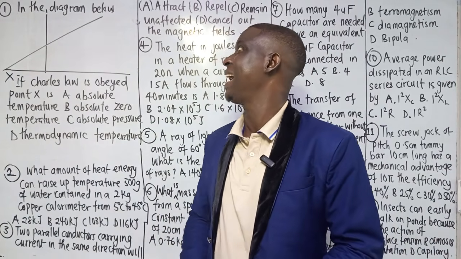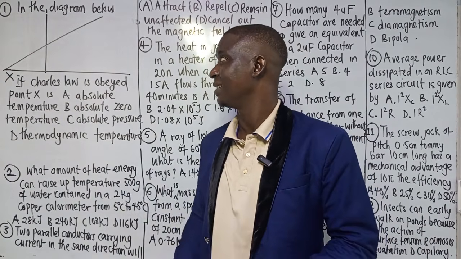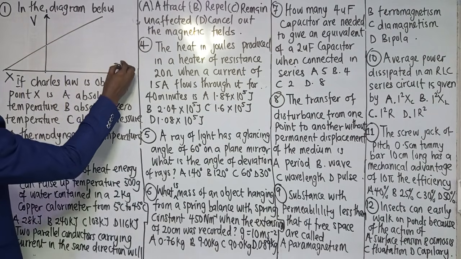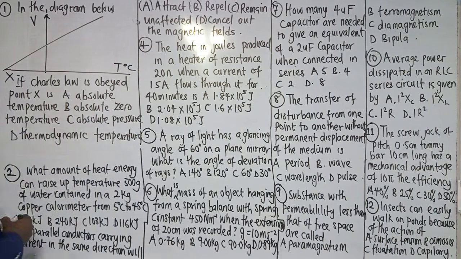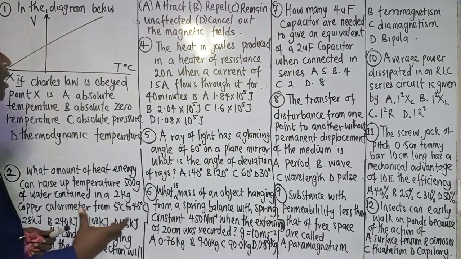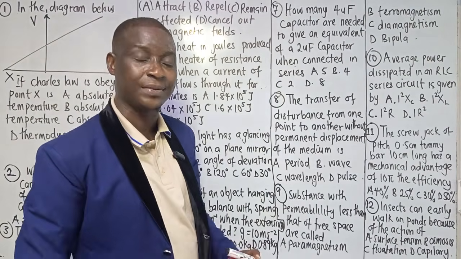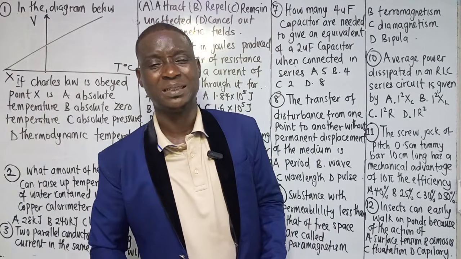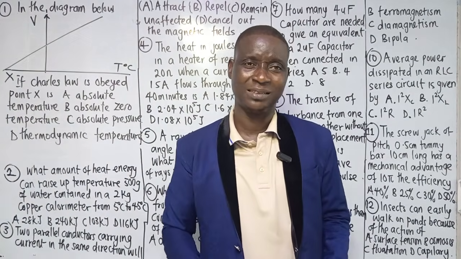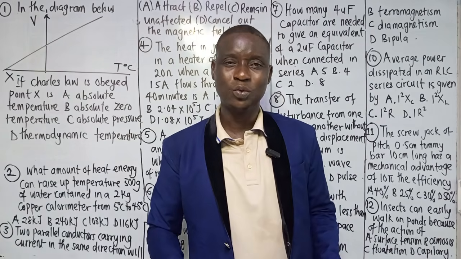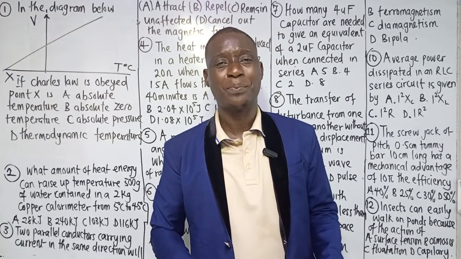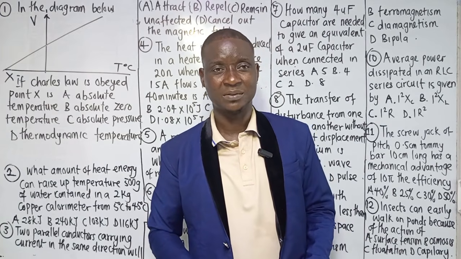The first one says, in the diagram below, that is the graph, then we have what? Sorry for that, this is V and this is T in degrees Celsius. They said if Charles' law is obeyed, point S is dash. Now, Charles' law states that the volume of a fixed mass of gas is directly proportional to the temperature, provided pressure is kept constant.